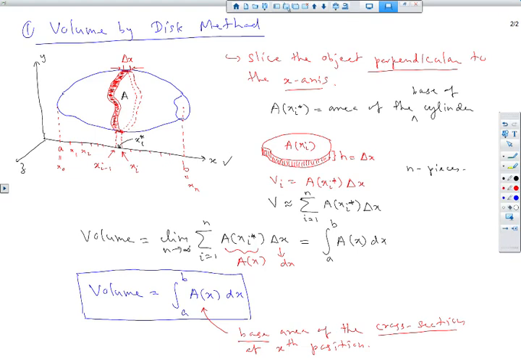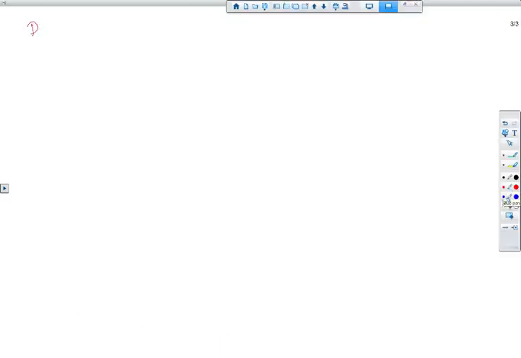So what will happen in the disk method situation? We have the disk method, and we are going to do what we call solids of revolution. So what is a solid of revolution?